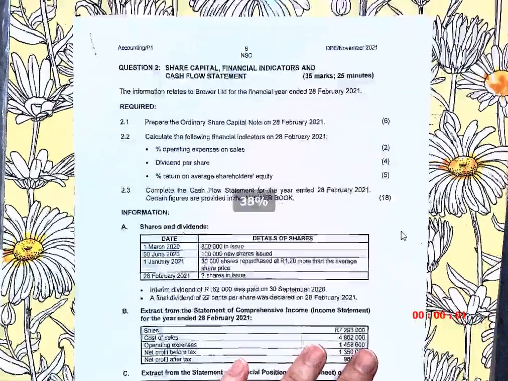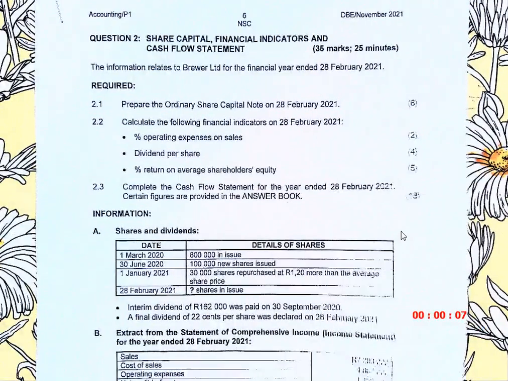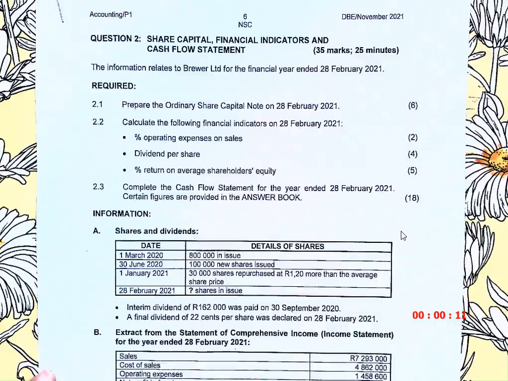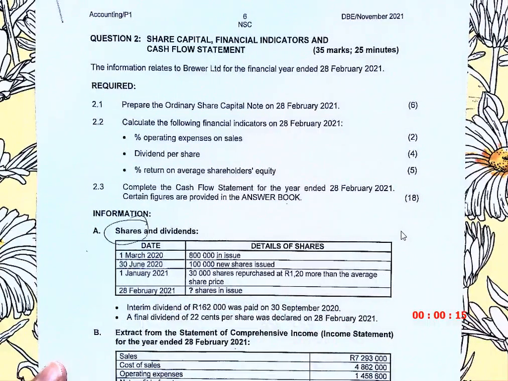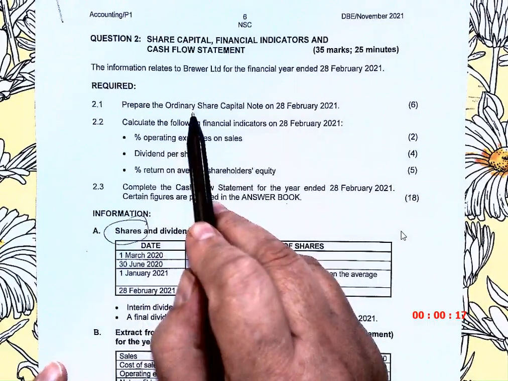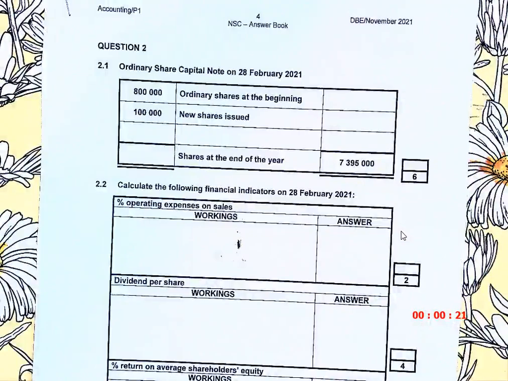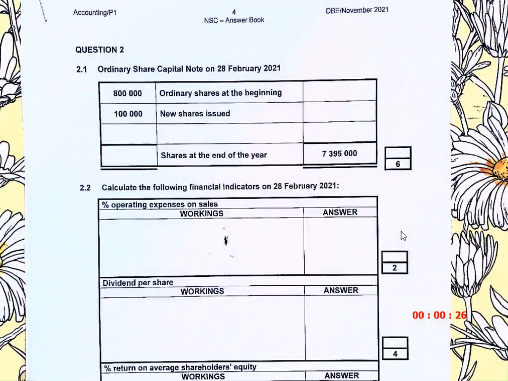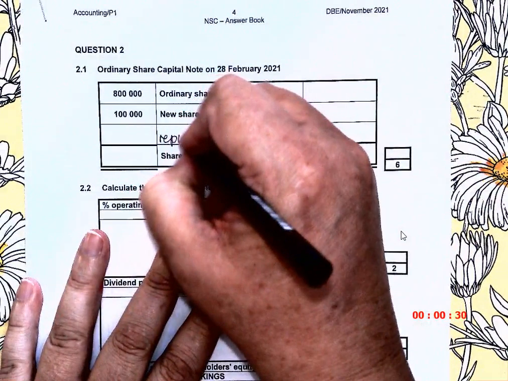21. Prepare the ordinary share capital note. So firstly, can you see the headings? You're going to go for the heading that says shares, because you want to do the share capital. Okay? So they already gave me half of the note. The only thing that's left is the repurchase or the buyback.